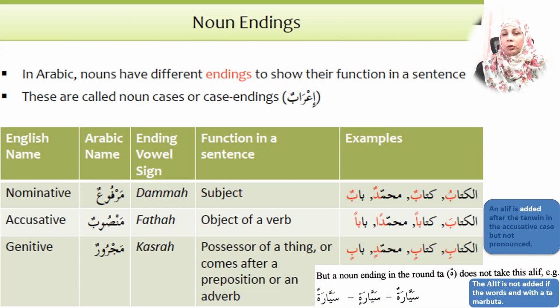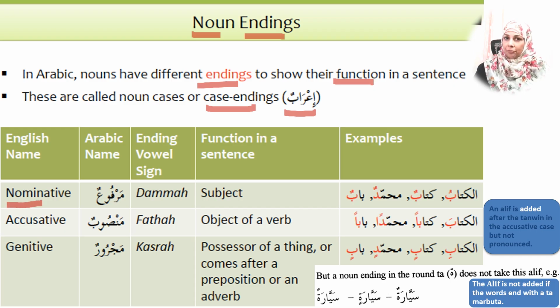Let's summarize what we have been learning in the last few lessons on noun endings. In Arabic, nouns have different endings to show their function in a sentence. These case endings are called i'rab in Arabic. The nominative case is called marfu'un, ending with a dhamma, and we have seen examples of sentences where it is a subject. For example, Al-Kitabu, Kitabun, Muhammadun, Babun are all marfu'un.